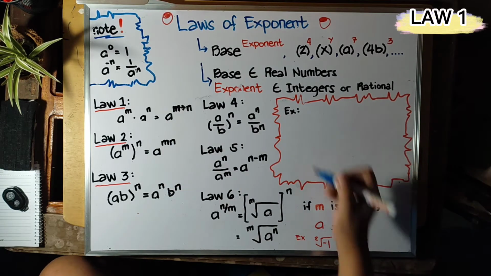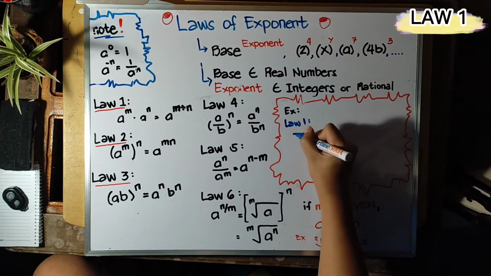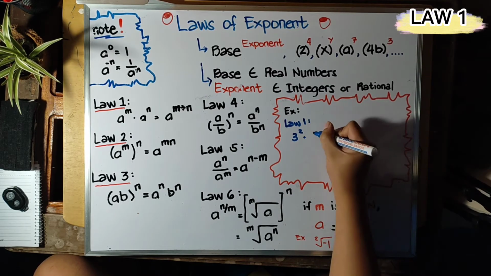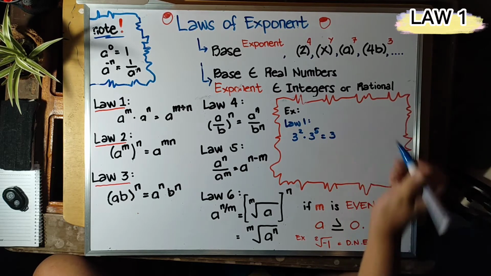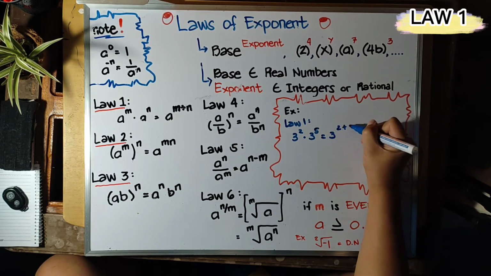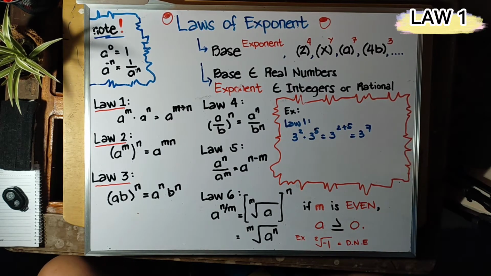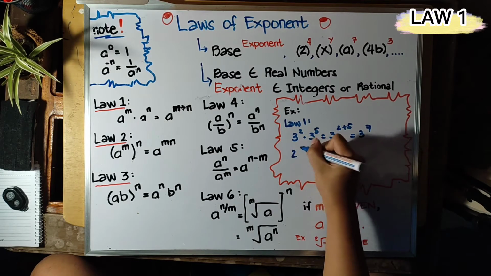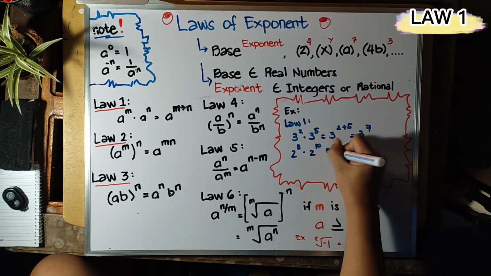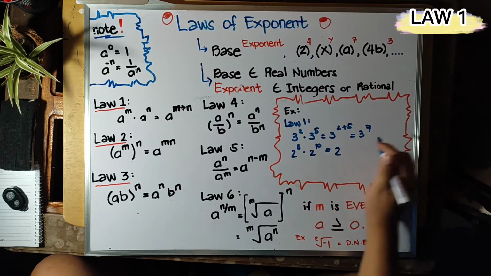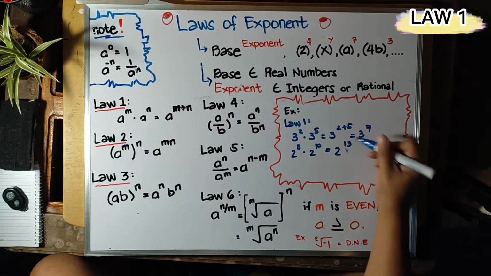See, for example, law 1: 3 squared times 3 raised to 5. Equivalently, 3 raised to 2 plus 5, which is 3 raised to 7. Another example, say for example, 2 cubed times 2 to the 10. Again, it is just 2 raised to 3 plus 10, which is 2 raised to 13.